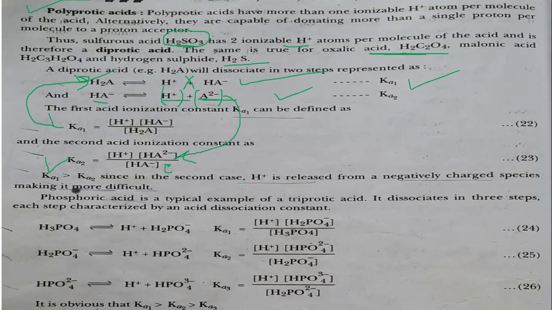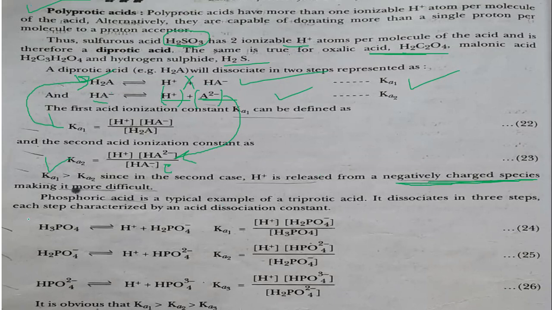Since in the second case the H plus ion is released from a negatively charged ion, it cannot be easily released. It already has a negative charge, so how will it give an H plus? That's why the second dissociation constant is less than the first dissociation constant.